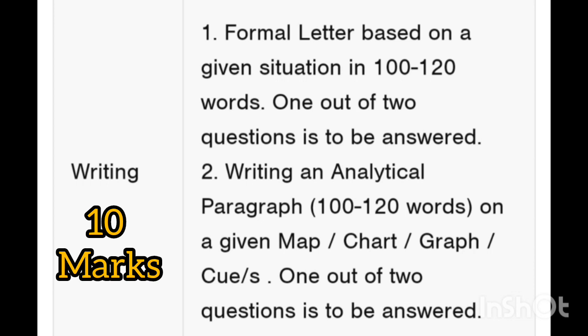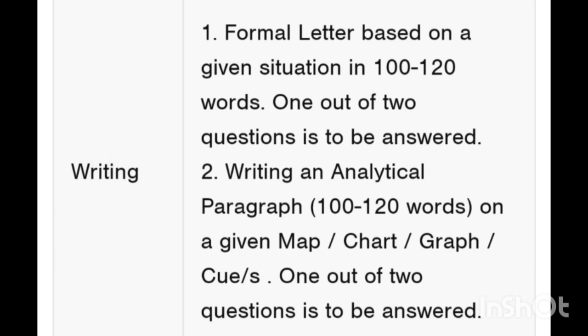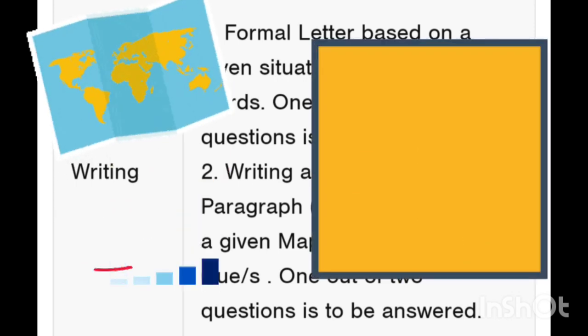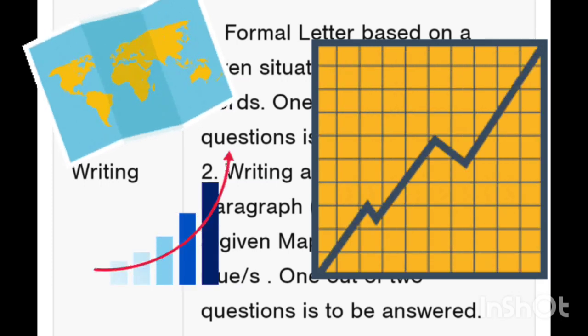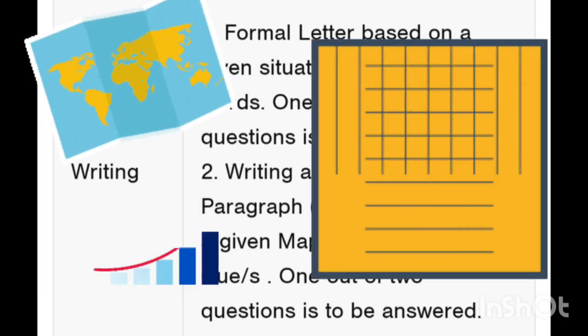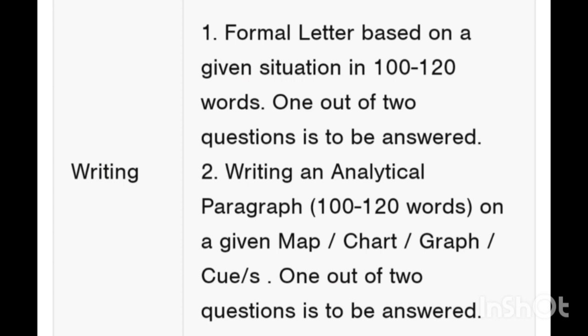Second part in the writing part, writing an analytical paragraph in 100 to 120 words. Analytical paragraph, very important. How to write an analytical paragraph, you need to focus on it because it is based on a given map, chart, graph, or any data that will be given there. Map you have to read, chart you have to read, or any pie graph or graphic designs or whatever they can provide you.